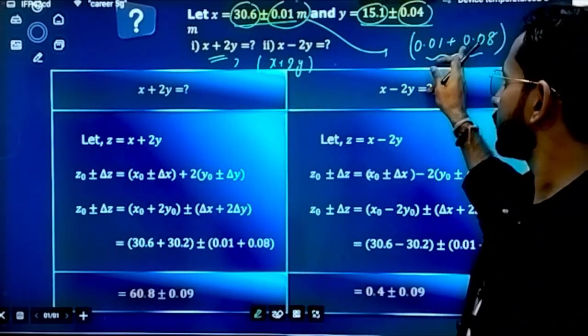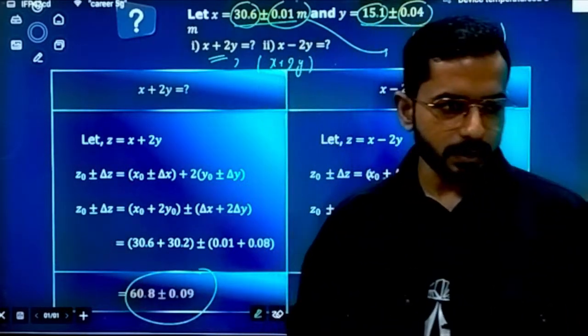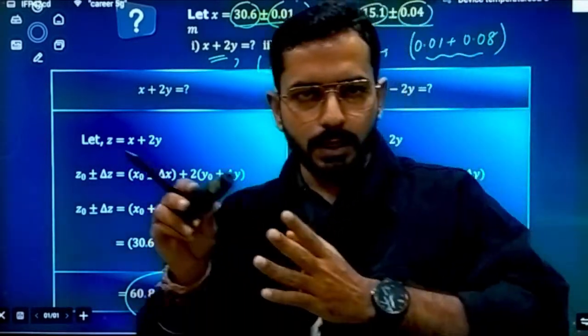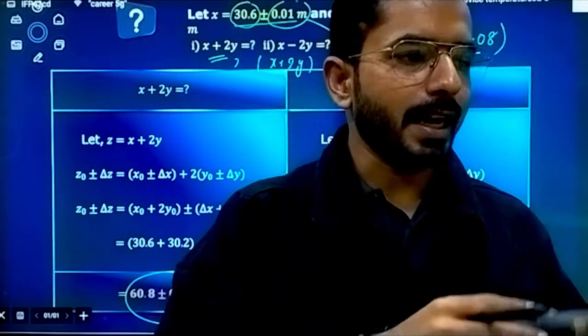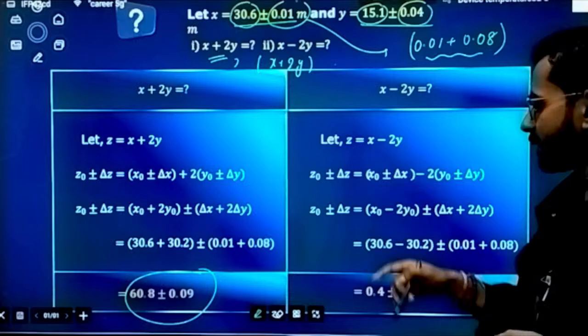What will be the result finally? 0.0009. Finally, this is how you will be quoting the result. Separately calculate the normal portion, separately calculate the error portion. Correct? Next example is more interesting. Here it is the multiplication case.